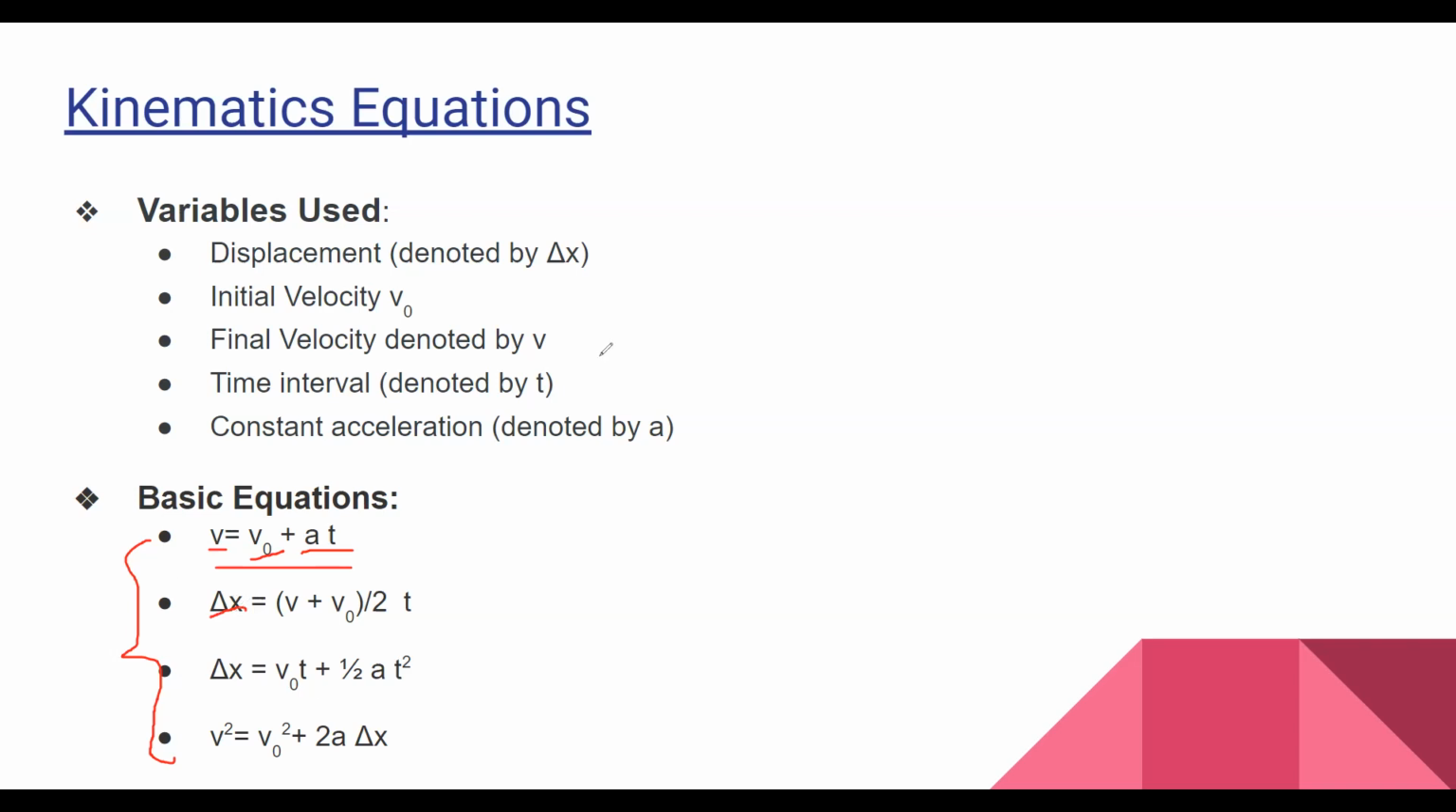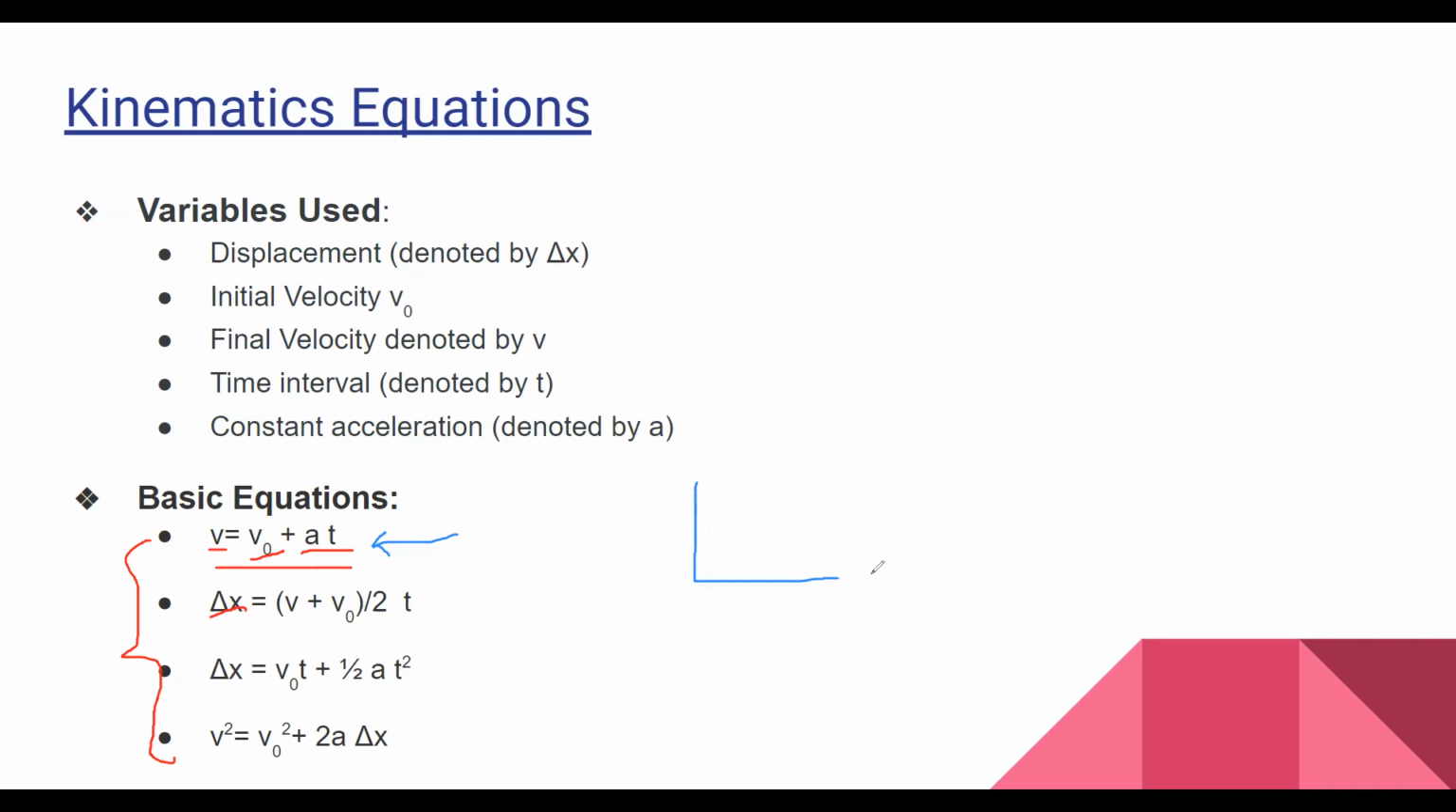I would say the two most important of these four that you have to know are the first and third one. This first one says that your velocity after some point is your initial velocity plus acceleration times time, if acceleration is constant. You can think about it as a graph.